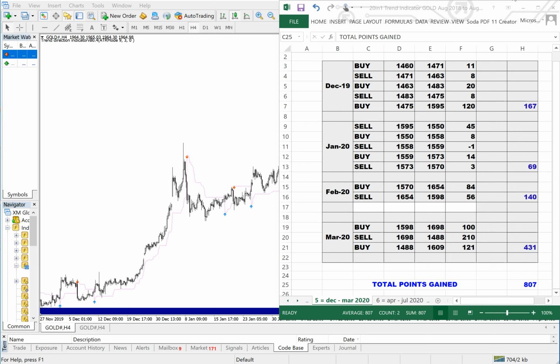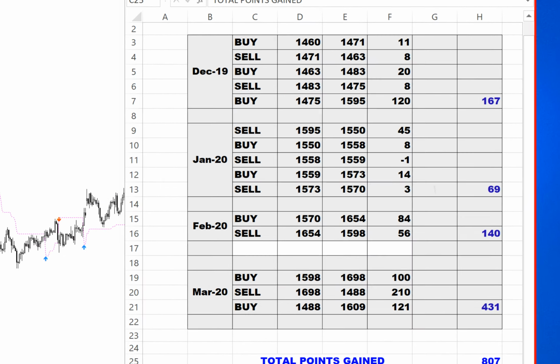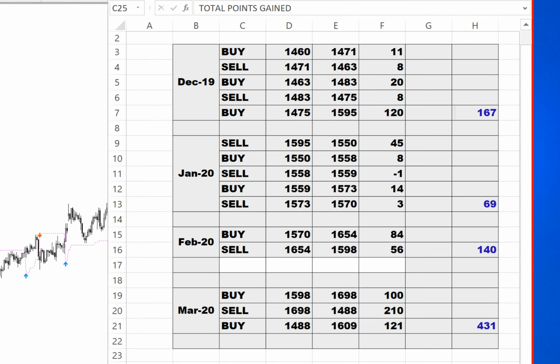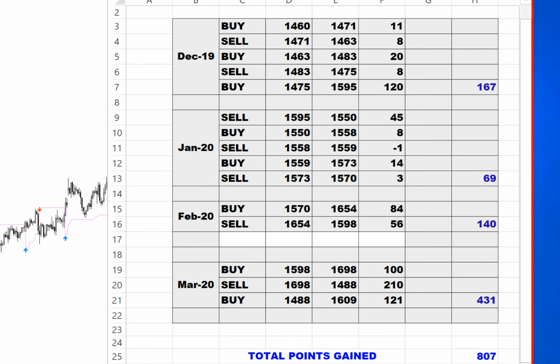Hello traders, so this is the fifth part in which we will show you the XAUSD performance based on our 20 in 1 trend indicator along with supply and demand indicator, which has given the tremendous output as you can see on the screen. 807 point gain.